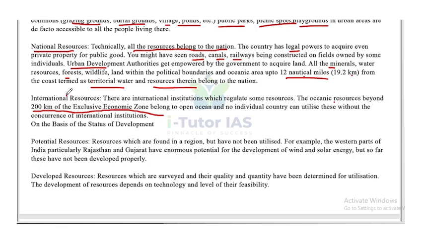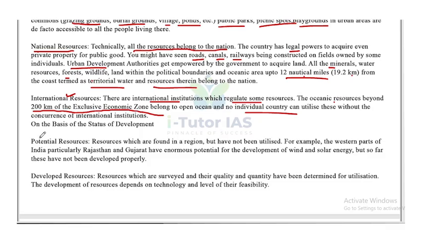Okay, so what is international resources? They are international institutions which regulate some resources. And the oceanic resource beyond 200 km of exclusive economic zone, that belongs to open area, and no individual country can utilize this without the concurrence of international institutions.